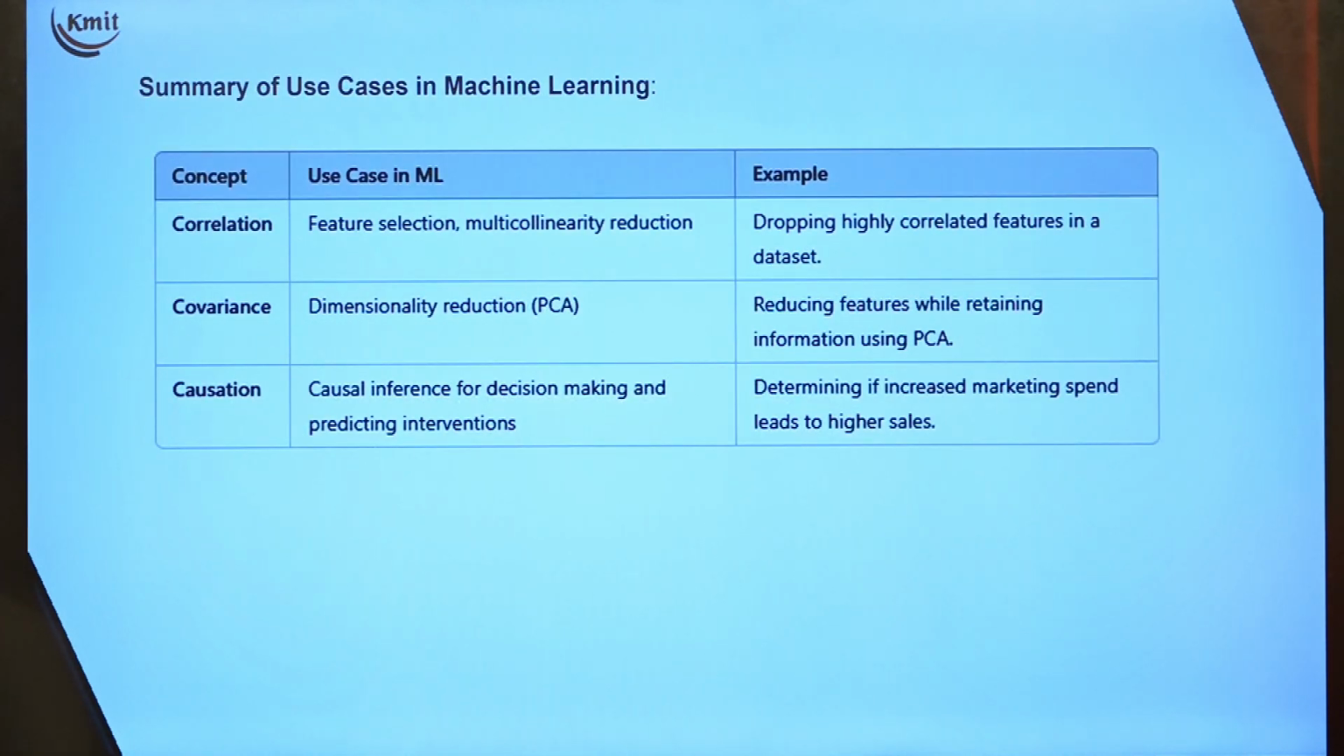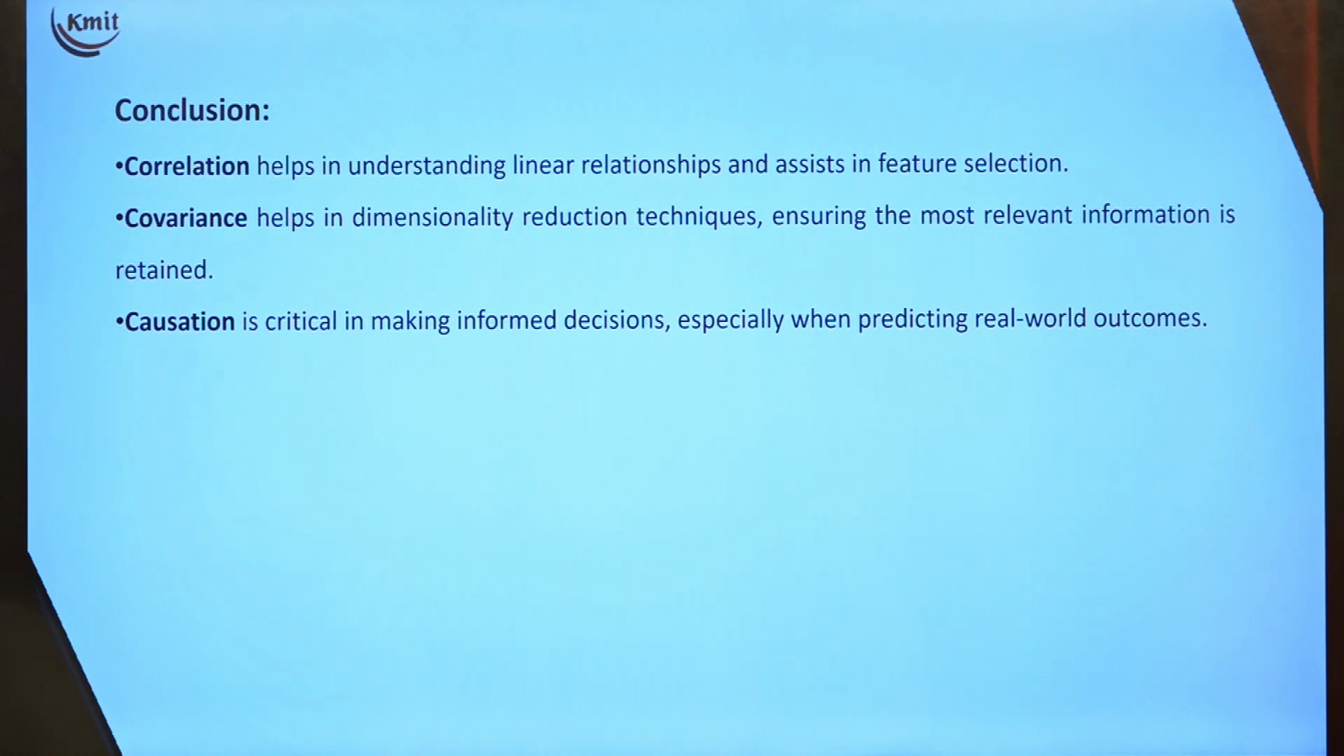So this is the summary of use cases. We use correlation for feature selection and to avoid, that is, reduce multi-collinearity. We use covariance for dimensionality reduction, that is, when we deal with principal component analysis. Causation gives us causal inference between two different variables for decision making and predicting the outputs. Correlation helps us understand the linear relationship and assists in feature selection, that is, variable selection. Covariance helps in dimensionality reduction techniques, which ensure which variable to be included and which to be discarded.